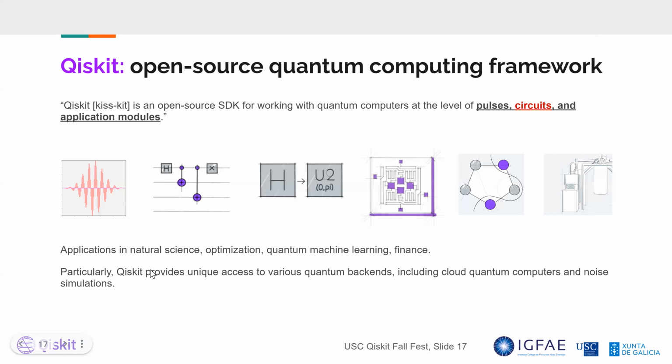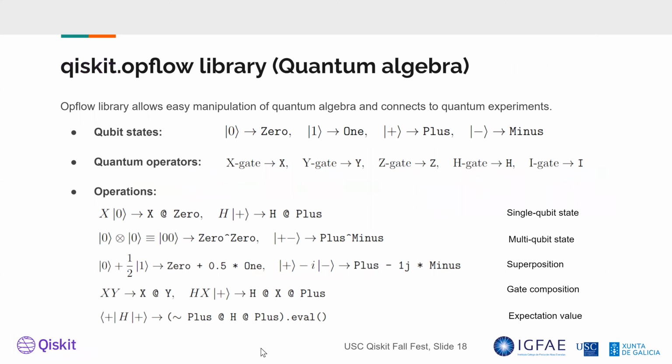And particularly Qiskit, unlike other software I introduced, gives unique access to quantum backends, including cloud computers that we can use without paying, and also noise simulations. So I will introduce several libraries here, which will be useful for today's challenge. You can also refer to those slides when you do the challenge.